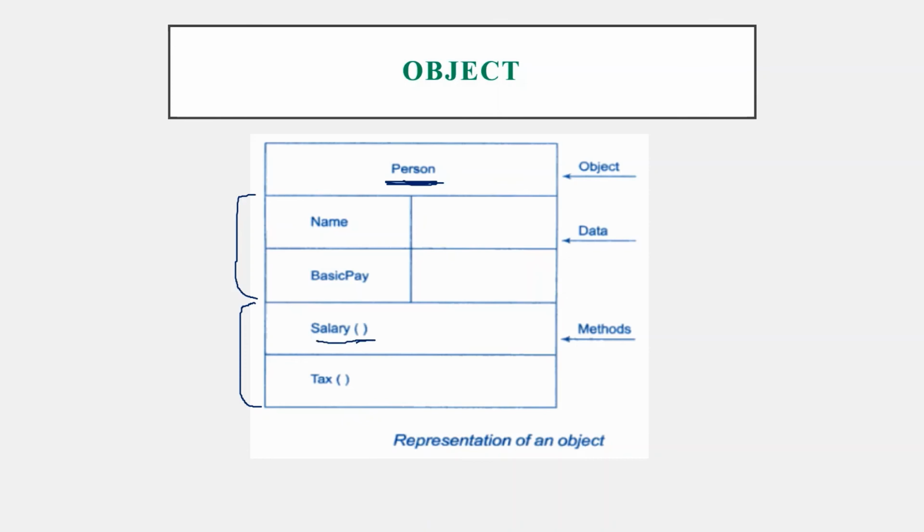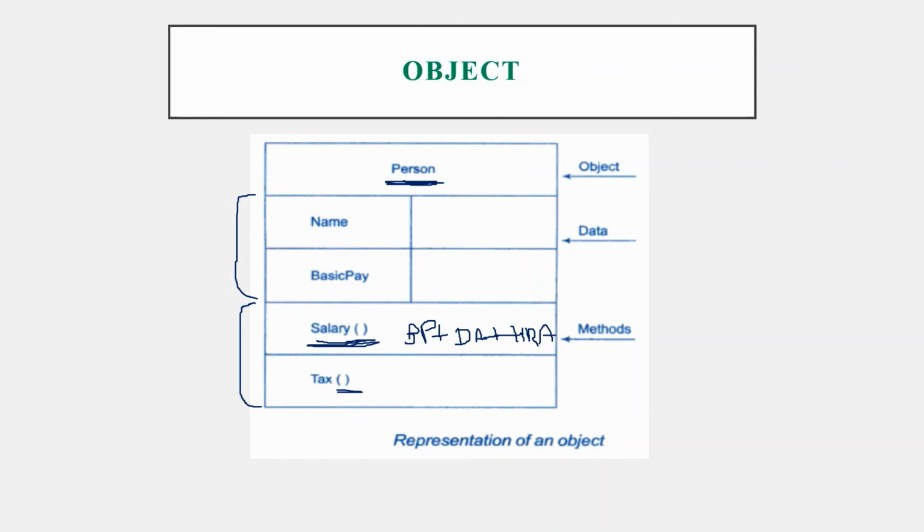We should write some code to calculate the salary. How should we write? See, the first one is basic pay, then plus some DA, plus some HRA. This is the calculation part of salary, right? So when we do some work, then it is called a method or operation. Now tax calculation, this is also a method. So every object has two parts. That's what you should remember, in a clear way.